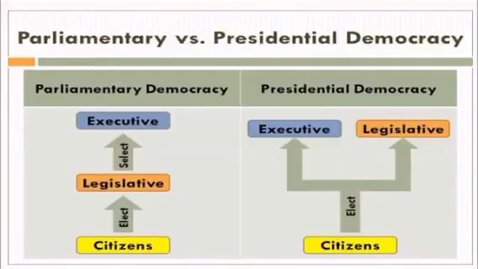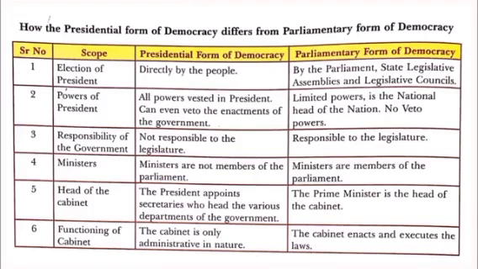Now let's see about parliamentary versus presidential democracy. So in parliamentary democracy, citizens will elect legislative, then legislative will select executive, whereas in presidential democracy, citizens will elect both the executive and legislative. Now, let's see about how the presidential form of democracy differs from parliamentary form of democracy. So, in this table, we have scope, presidential form of democracy and parliamentary form of democracy.